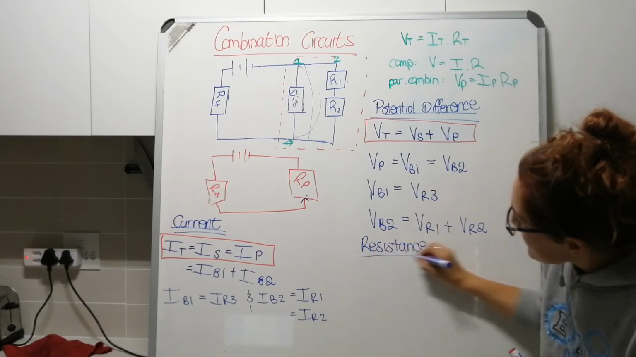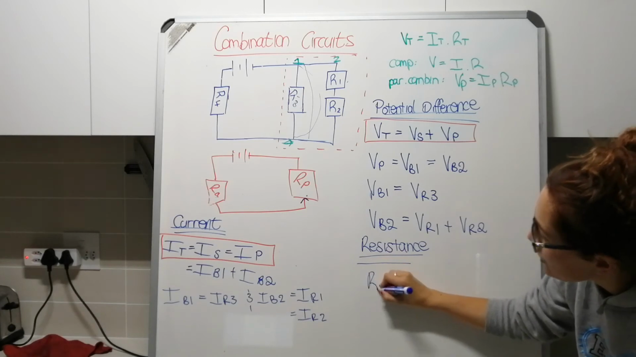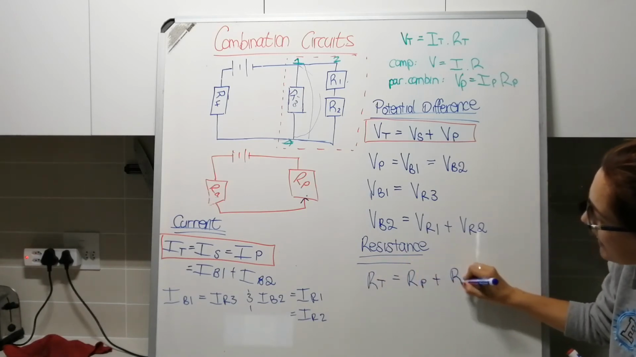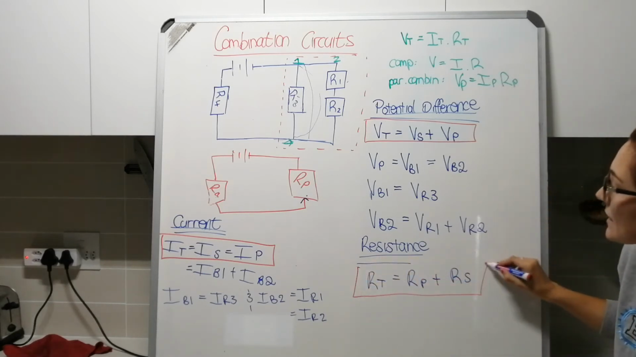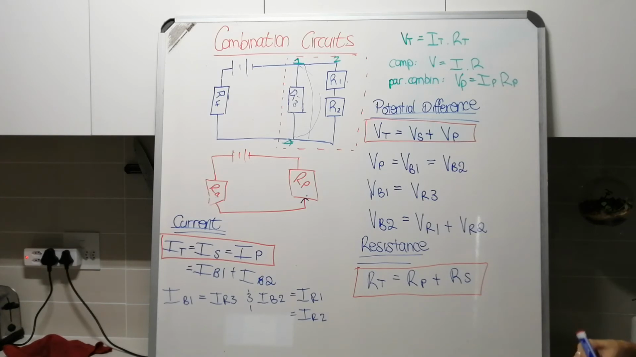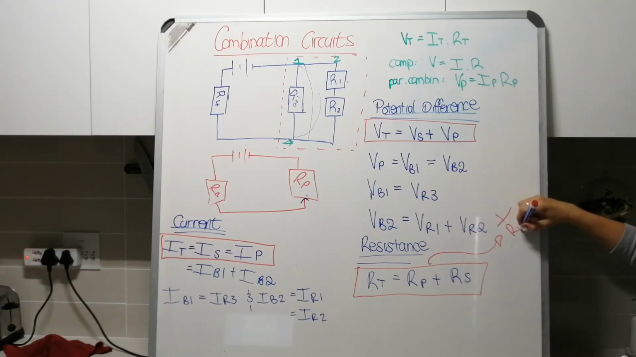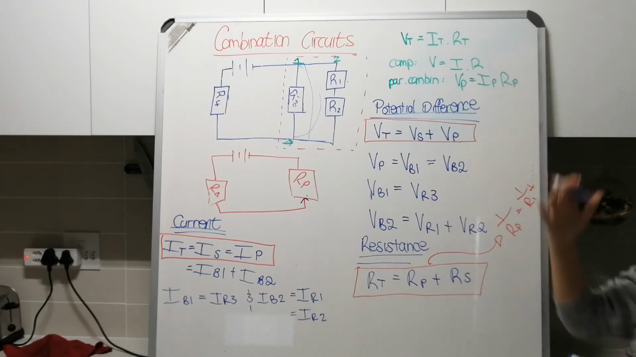Okay, so the resistance calculation looks very similar to the potential difference one in that the total resistance equals the parallel resistance plus the series resistance. Now this gets a little bit tricky because, remember, 1 over R parallel equals 1 over R1 plus, etc. You do the 1 over thing.